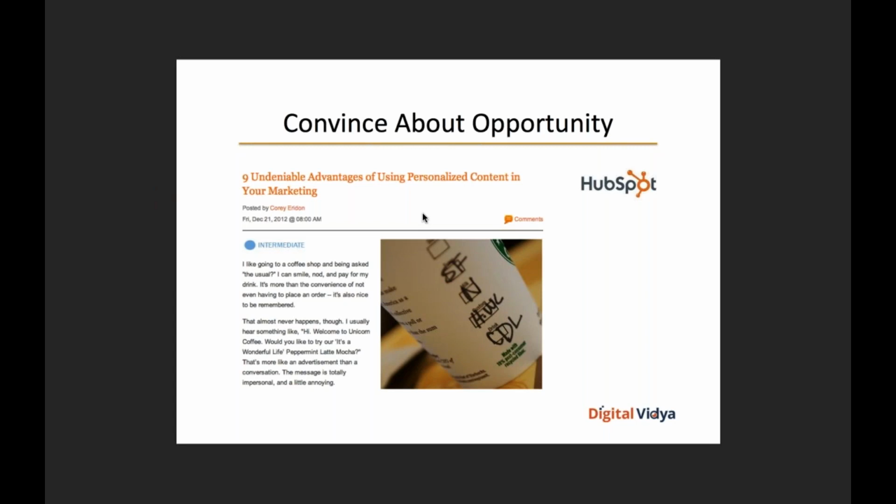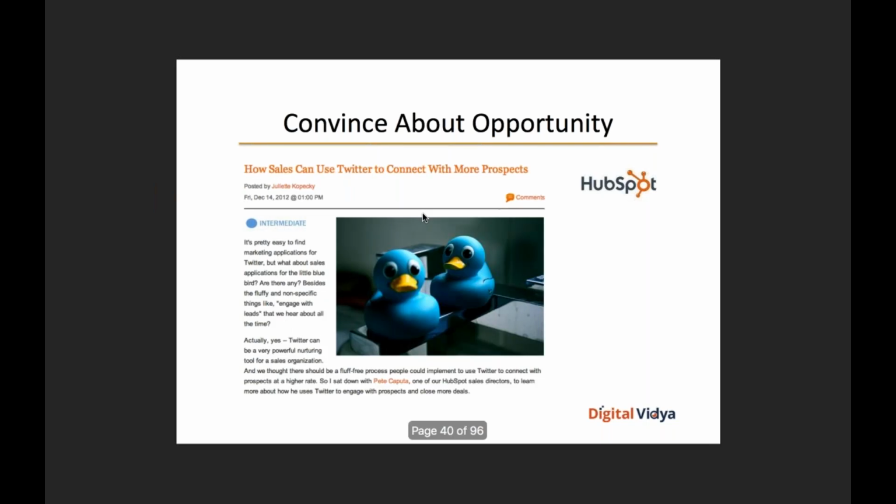This is again an example from HubSpot, which talks about how they're convincing people of the opportunity in using personalized content in emailers in your marketing, and how it influences customers' perception of your brand, increases your chances for success, improves click-through rates, and so on and so forth.